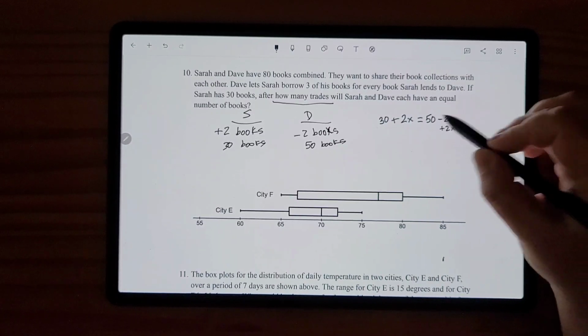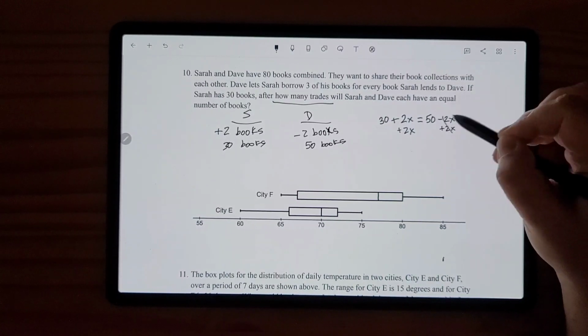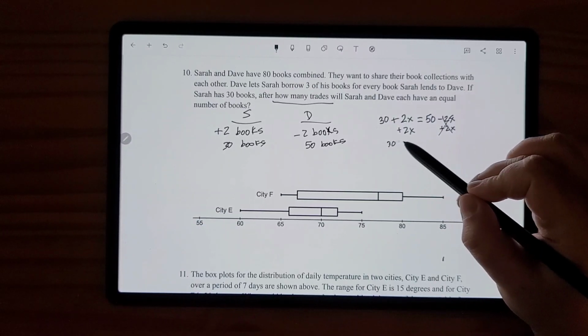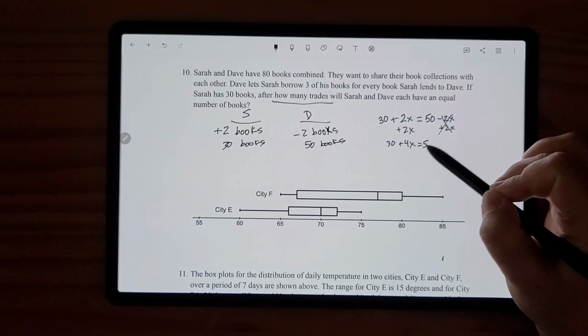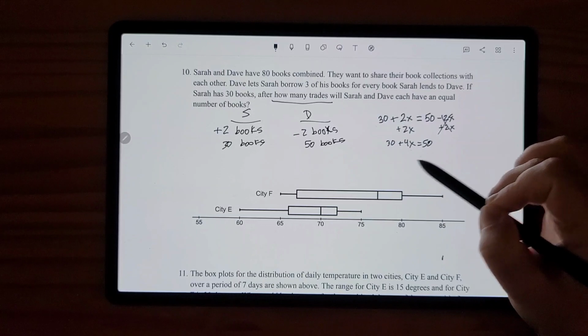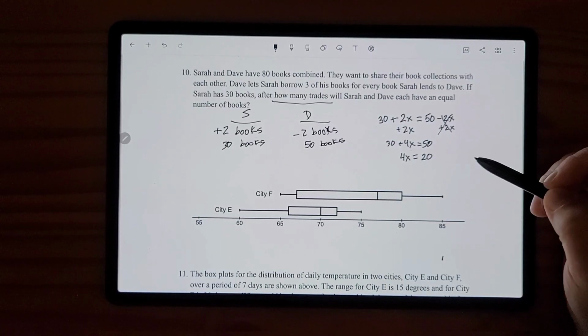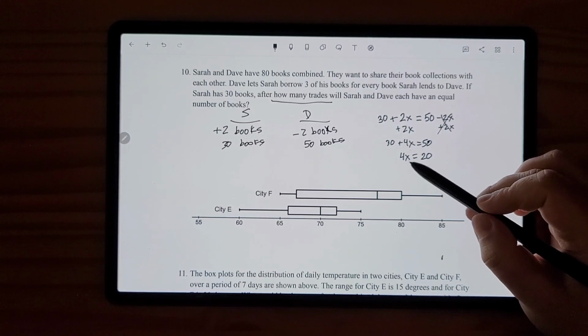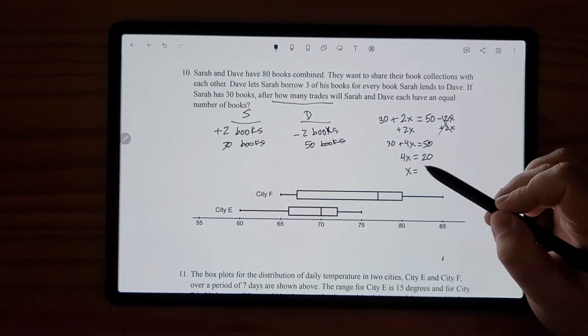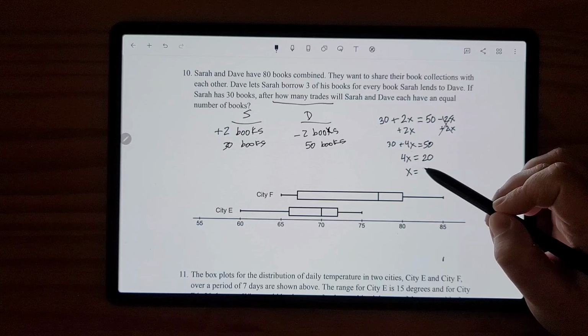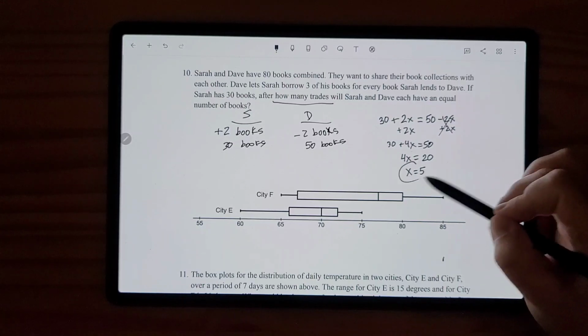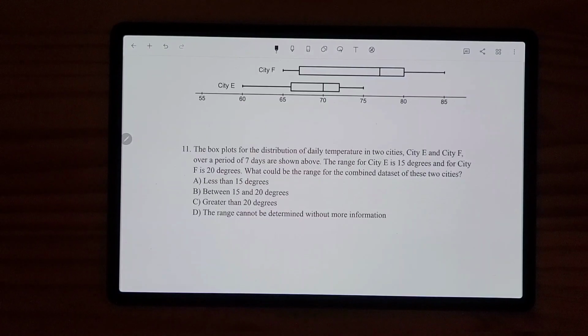So that's what we're going to do. I'm going to add 2x to each side, so it cancels out here, and then I'm going to have 30 plus 4x is equal to 50. Then I'm going to subtract 30 from each side, and that's going to give me 4x is equal to 20. Then I'm going to divide by 4 to get x completely by itself. 20 divided by 4 is 5, so it would be after 5 trades. Okay, so pause to read if you haven't already done this problem.